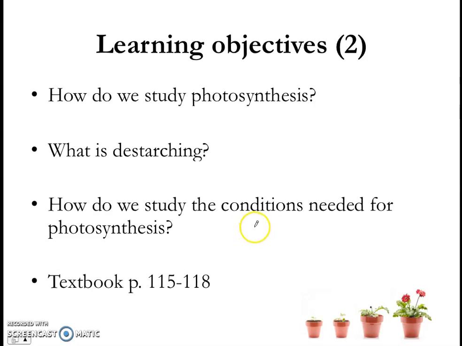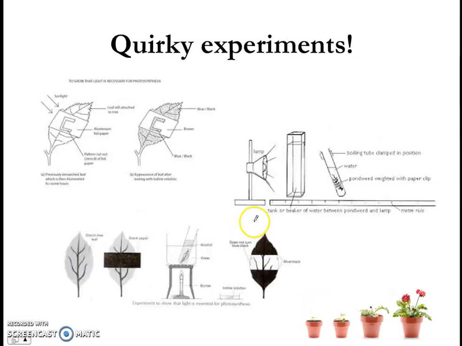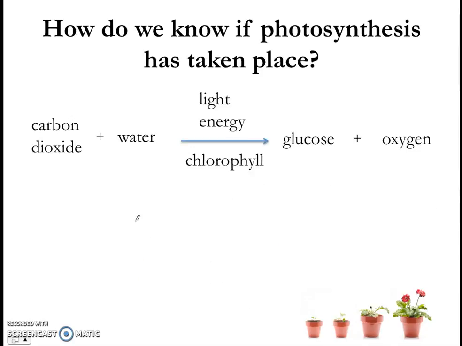These are the textbook pages for pure biology. So in this video, we're going to be looking at a lot of quirky experiments. And there are a lot of these kind of questions that come out in the O levels. So it's important for us to also know what these experiments are looking at and why are they designed a certain way. So how do we know if photosynthesis have taken place?